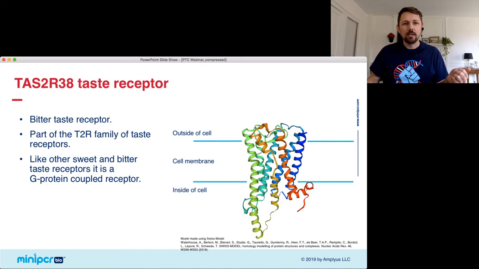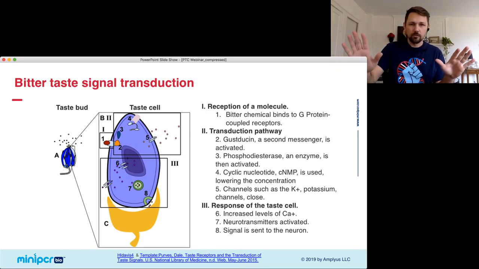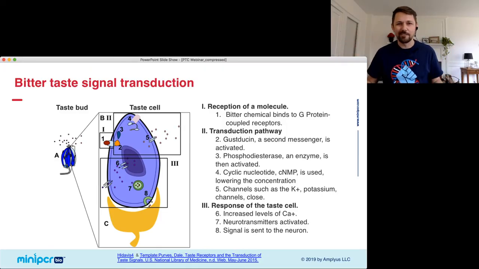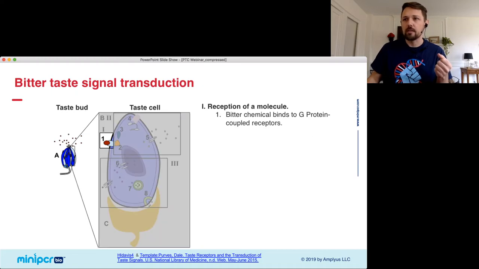So let's take a little bit closer look at how this works. And again, we're going to go over this super quickly. And if you're an intro student and this looks like total chaos, you've never seen anything like this before, just hang on. We'll be back to you in just a second. But it is important to realize that when you have a sensation, there's sort of a couple steps in this process. You have the chemical binding, you have a transduction pathway, and then you have a response. So let's just break that down real quick.